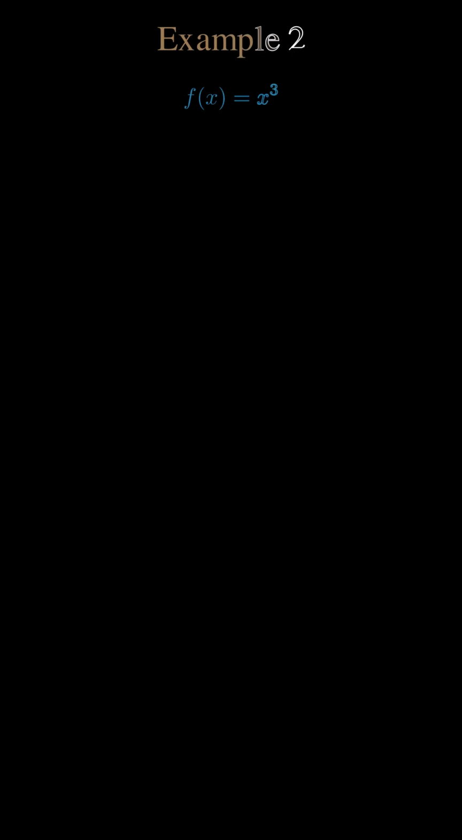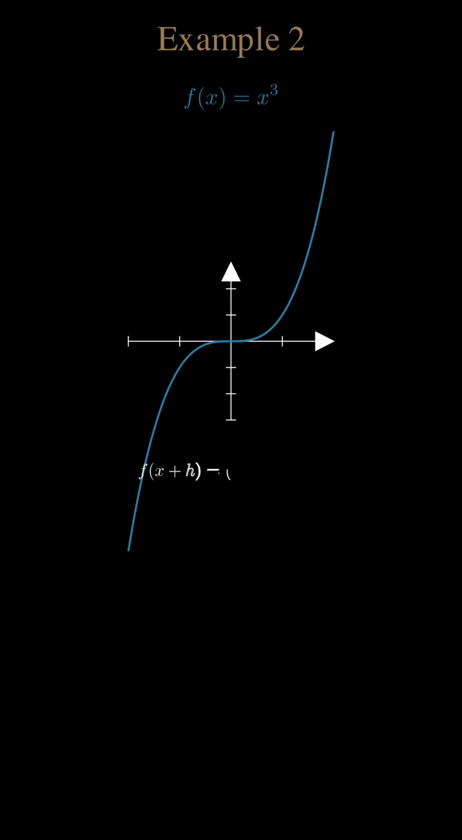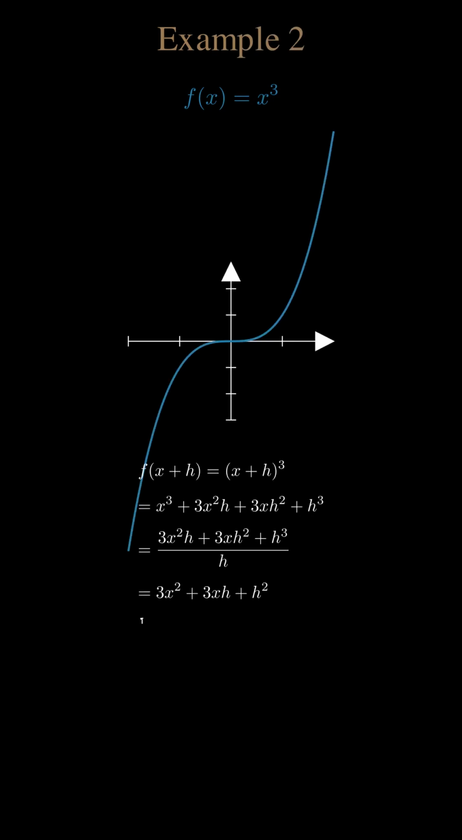Let's try one more, finding the derivative of x cubed. Following the same process: substitute, expand, simplify, and take the limit. We get the derivative of x cubed is 3x squared. Notice at x equals 0, the slope is 0. The curve is flat. At other points, the slope depends on x squared.